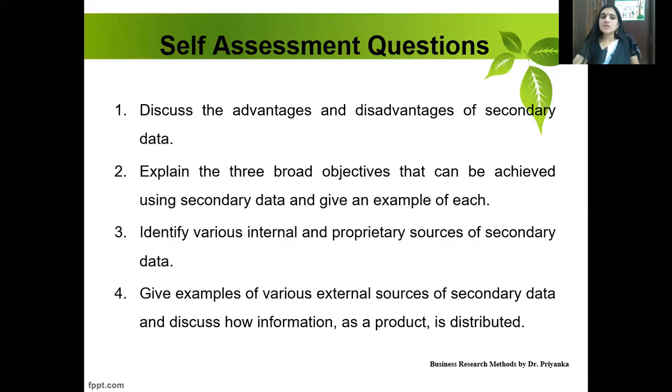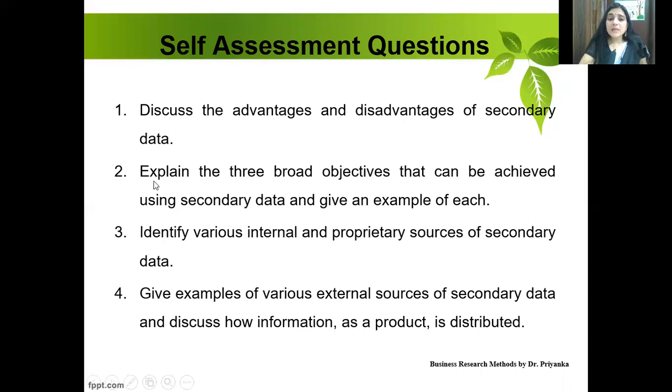Some self-assessment questions. Number 1, discuss the advantages and disadvantages of secondary data. What are the advantages and disadvantages of secondary data? Advantages are, these are freely available, these are very flexible, these are inexpensive, right? Whereas disadvantages are related to accuracy of the data and validity of the data.